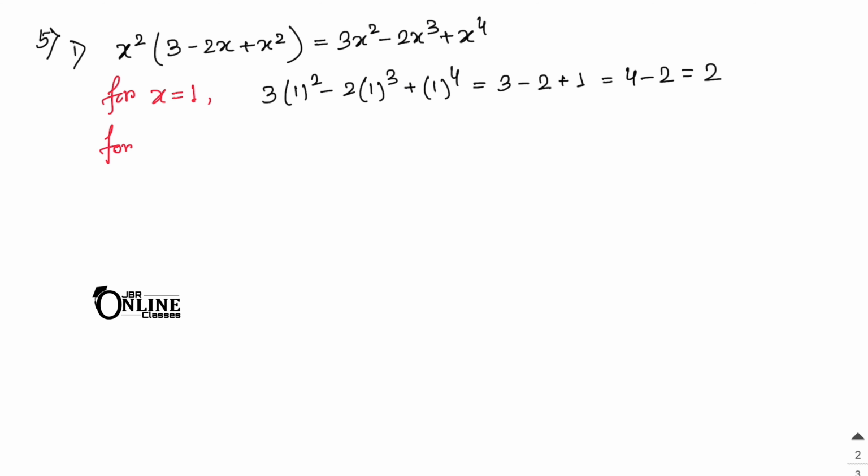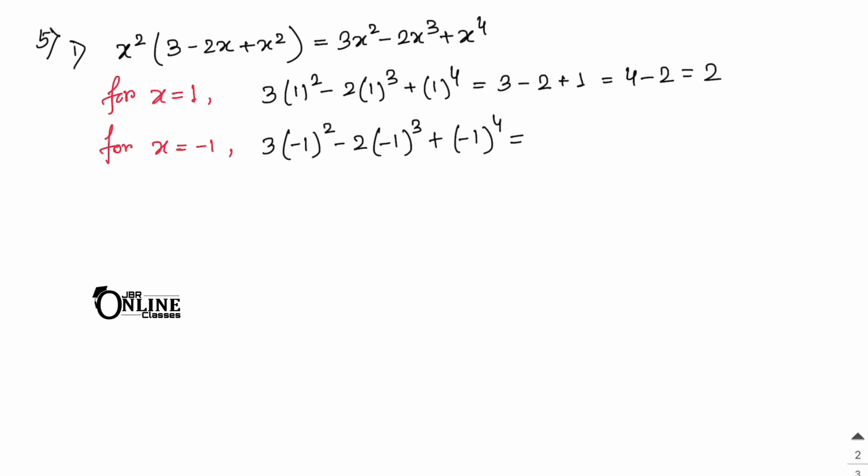For x equal to minus 1. Now here minus 1. Remember that. So here 3, then minus 1 whole square, then 2 into minus 1 whole cube, and then minus 1 whole to the power 4.